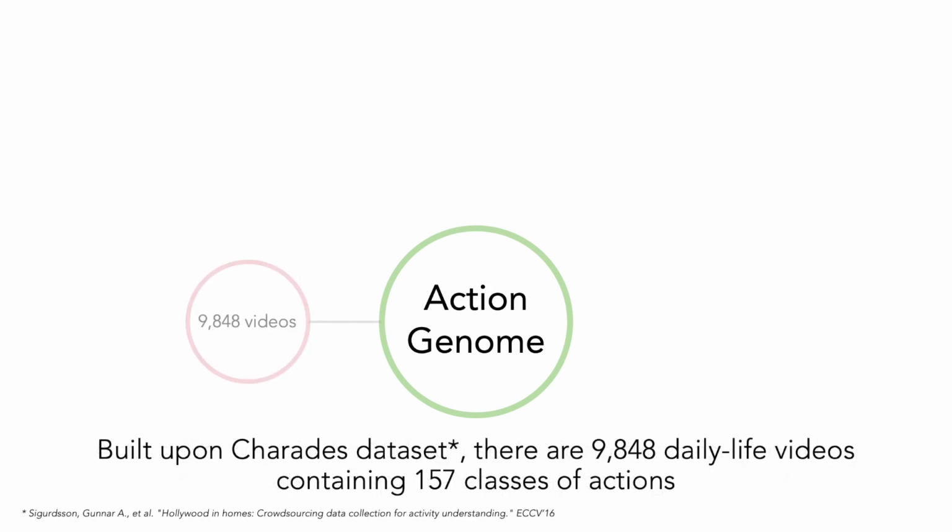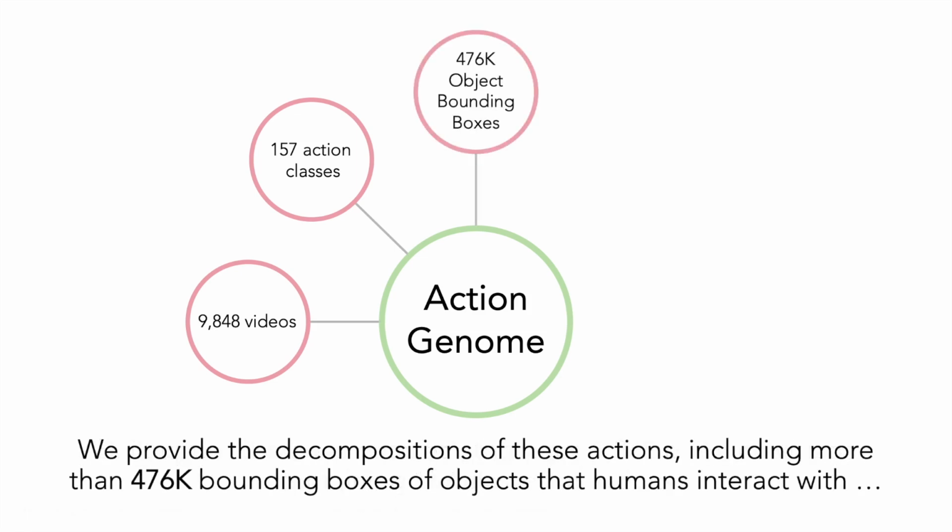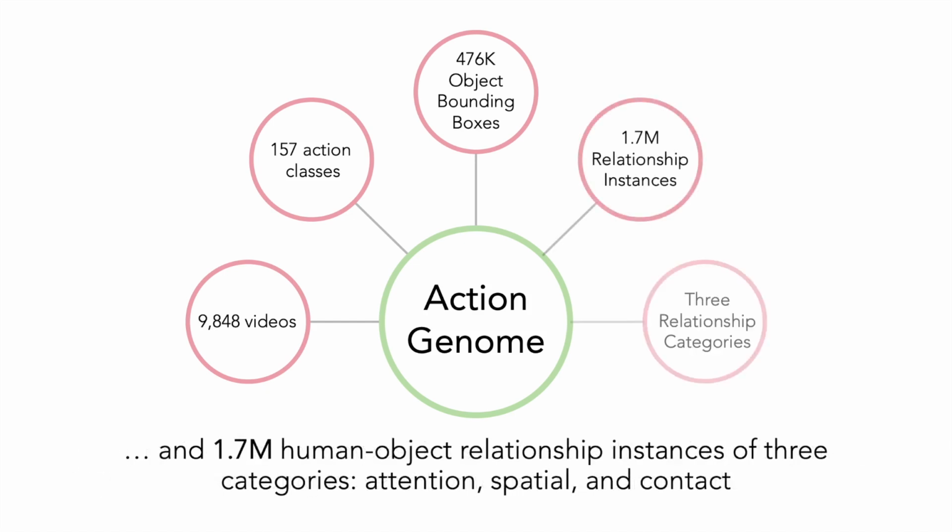Action Genome is built upon the Charades dataset, where the researchers have collected 9,848 daily life videos containing 157 classes of actions. We further provide the decompositions of these actions, including more than 476,000 bounding boxes of objects that humans interact with in the videos, and 1.7 million human object relationship instances of three categories, including attention, spatial, and contact relationships.